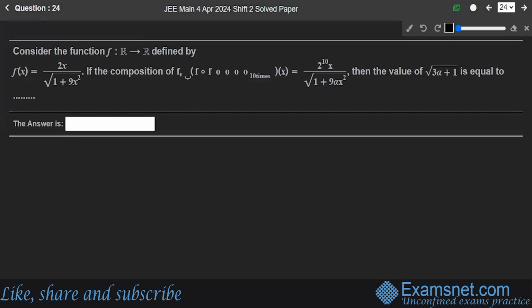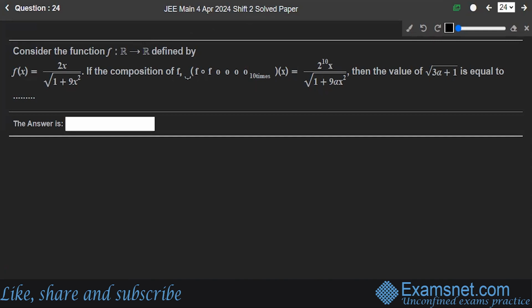It says consider the function f defined from real to real numbers. f x is equal to this. If the composition of f, 10 times of x, is given by this, you have to find out the value of root 3 alpha, root of 3 alpha plus 1. So I have to find out this alpha value. In other words, I have to solve this.